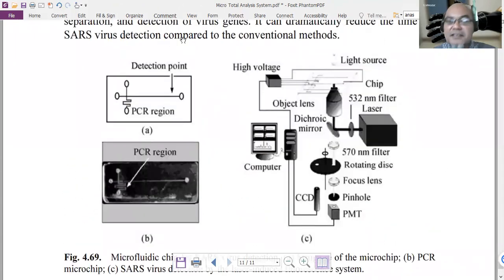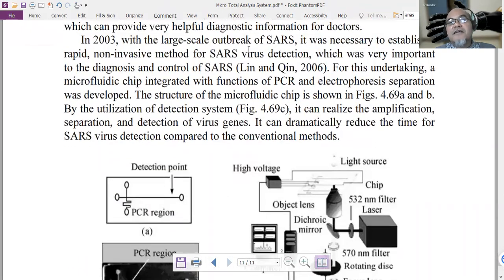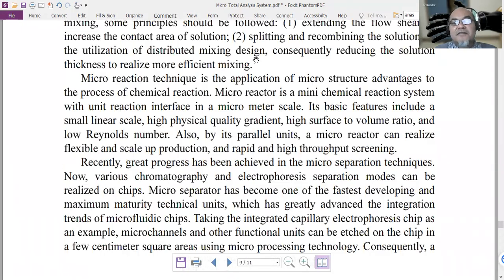Are there any questions related to microfluidics and lab on a chip, or total... what do you call it? Total analysis system, micro total analysis system?